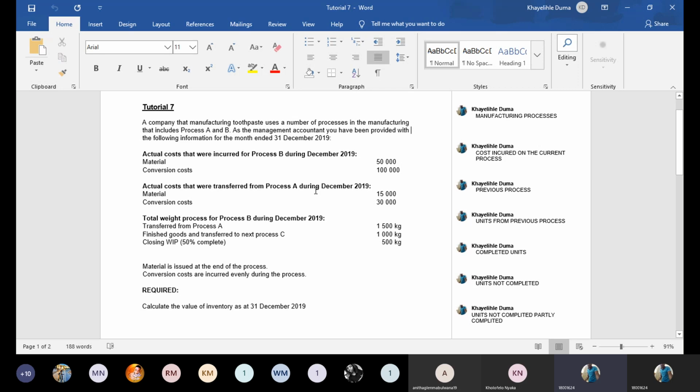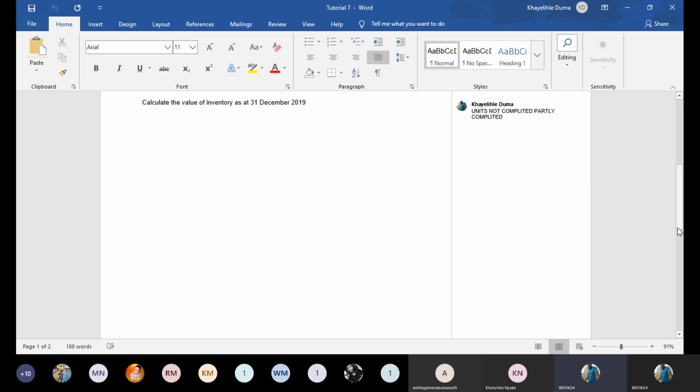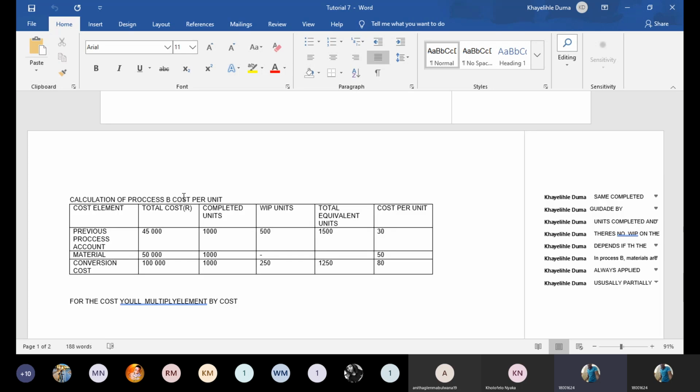So the first thing that you have to do is come and draw your account for process B. Then you'll say calculation of cost of process B, cost per unit. This kind of table is in your textbook. So then you'll have your cost element. What is from process A will be the opening balance of process B.